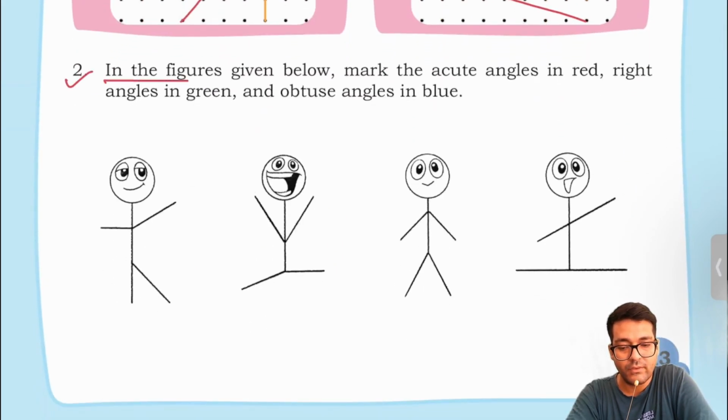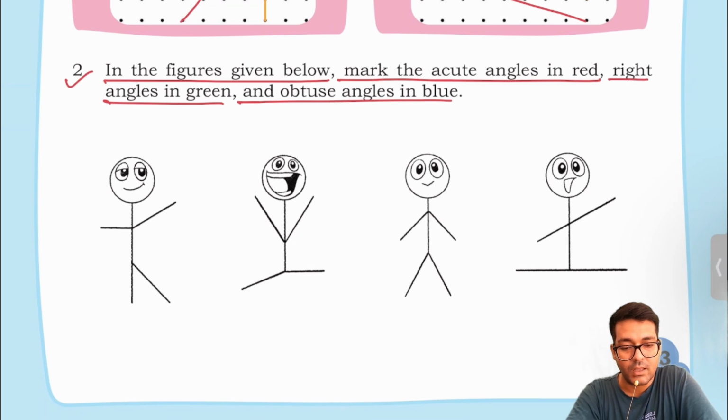Two. In the figures given below, mark the acute angles in red, right angles in green, and obtuse angles in blue. You have to mark acute angles in red, right angles in green, and obtuse angles in blue.